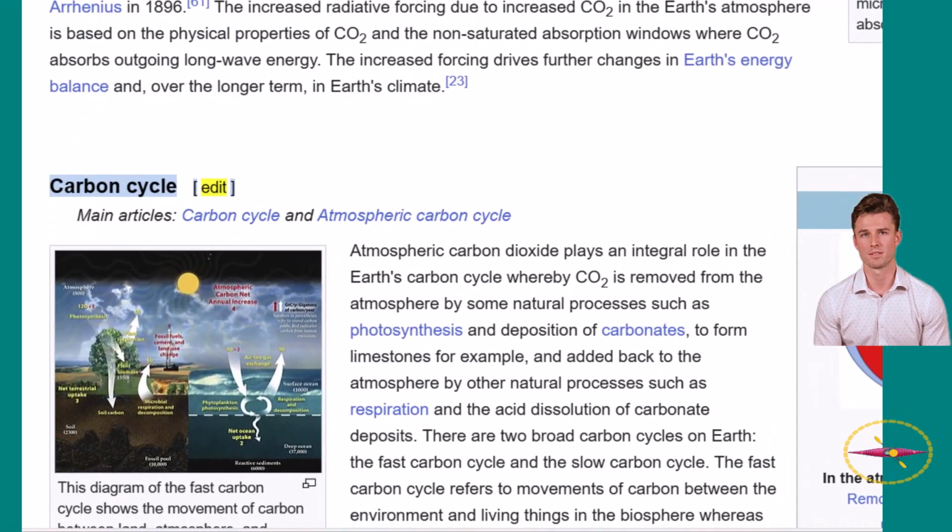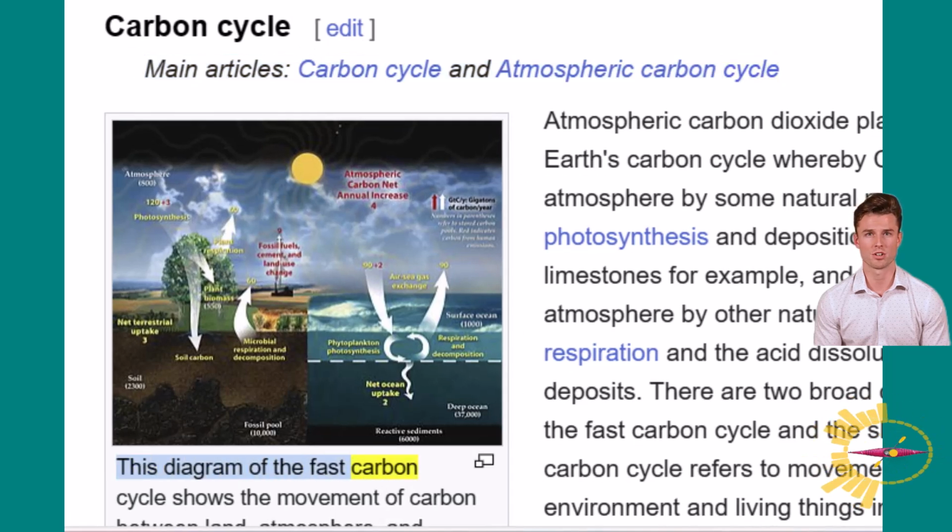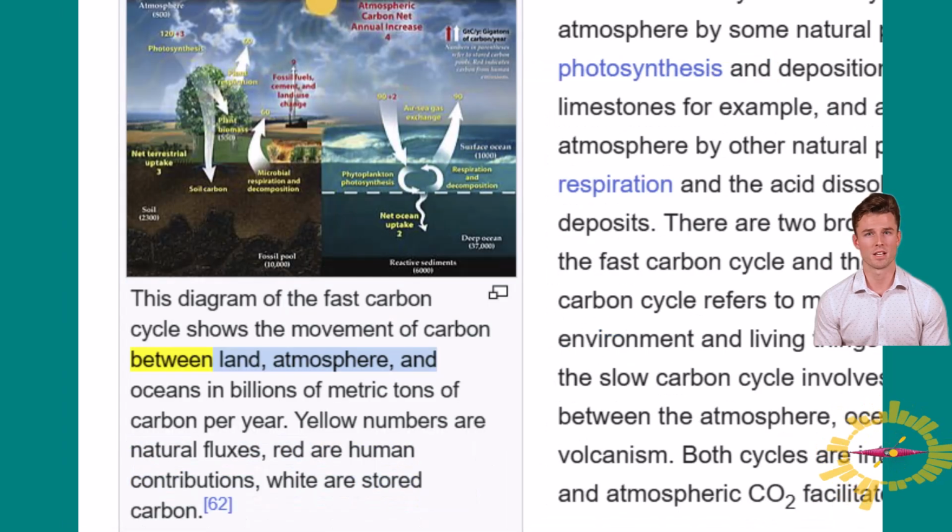Carbon cycle. This diagram of the fast carbon cycle shows the movement of carbon between land, atmosphere, and oceans in billions of metric tons of carbon per year. Yellow numbers are natural fluxes, red are human contributions, white are stored carbon.